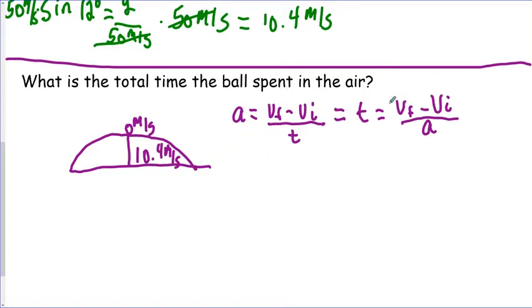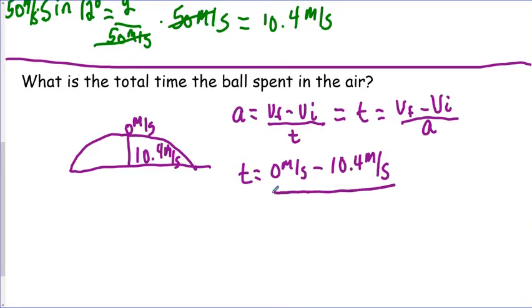Our velocity final is, if I were to throw this ball straight up, it would be right here, hanging in the air right there with no velocity at all. So time is equal to 0 meters per second minus my velocity initial, that is this velocity here that I gave it when I threw it up. So 10.4 meters per second.